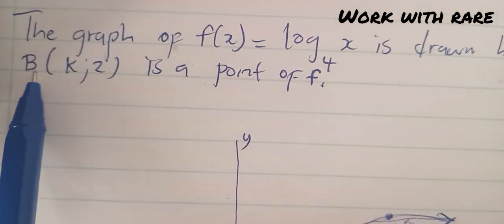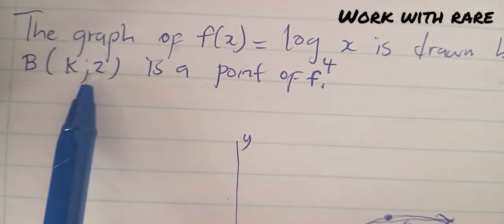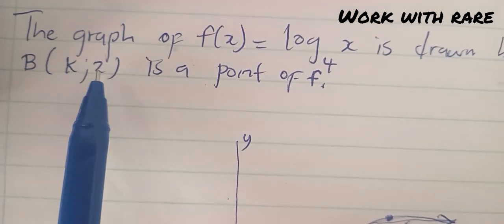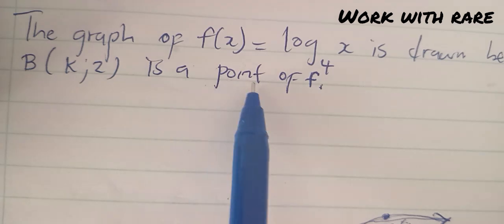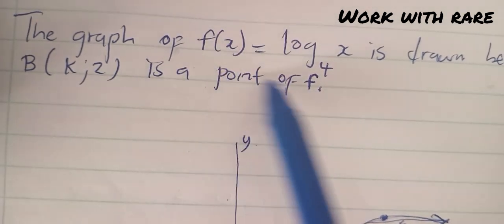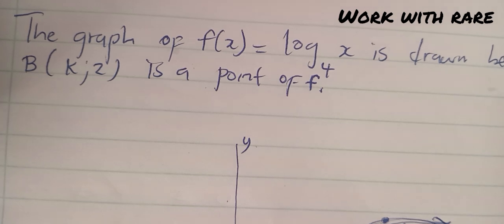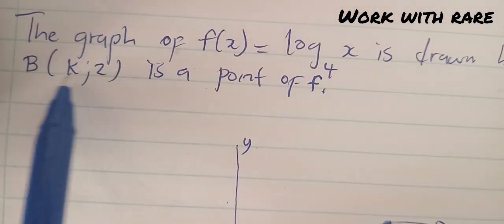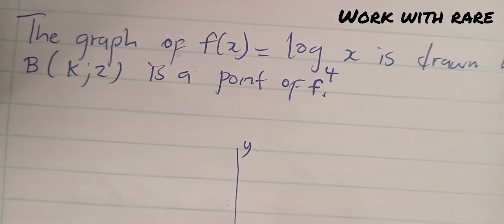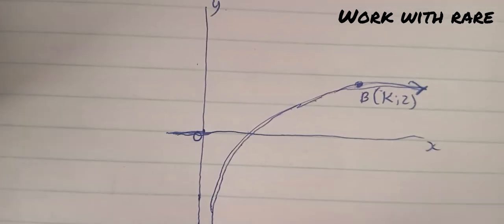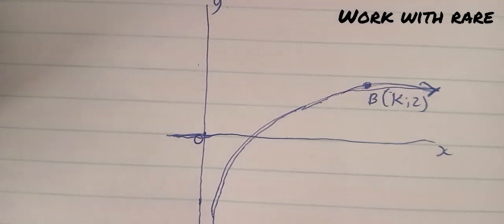So we are given the coordinate of B, which is (k, 2). So k is the x value of B, 2 is the y value of B. It's a point of f. Remember, when they say f, we refer to this f of x, right? So far we know we are given this function and we are given the coordinate of B. Now you have to check your diagram before you can check your questions.